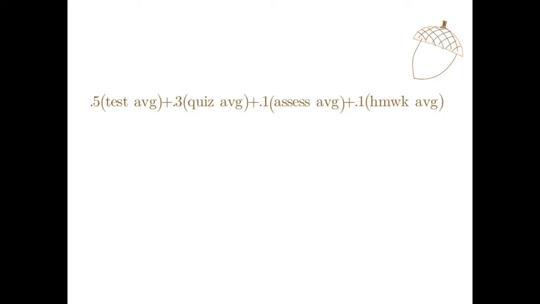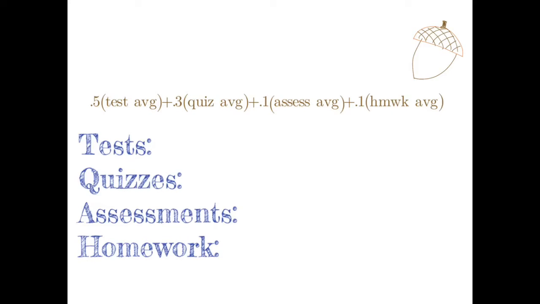The formula used for calculating a course grade based on these weighted averages is to take 0.5 for the 50%, multiply it by the test average for the marking period. 0.3 gets multiplied by the average grade for all the quizzes, so averaging all those quiz grades together. And then also the assessments average gets multiplied by 0.1, and the homework average gets multiplied by 0.1.